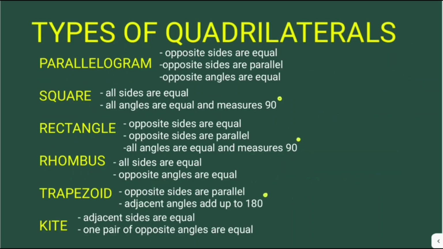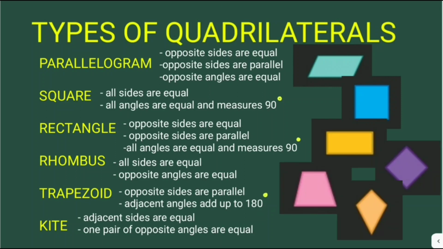Now let's talk about the types of quadrilaterals. These are the types of quadrilaterals: parallelogram, square, rectangle, rhombus, trapezoid, and kite. And actually square and rectangle and also rhombus are types of parallelograms. That one is a parallelogram, and this one in blue is the square. Then we have the rectangle, rhombus, trapezoid, and kite. Now let's solve some problems here.